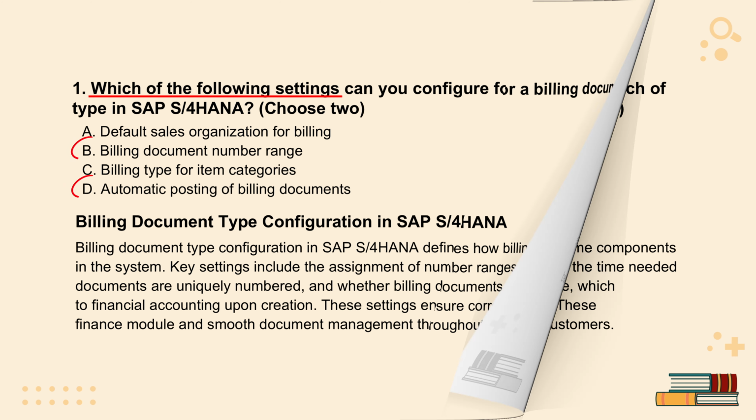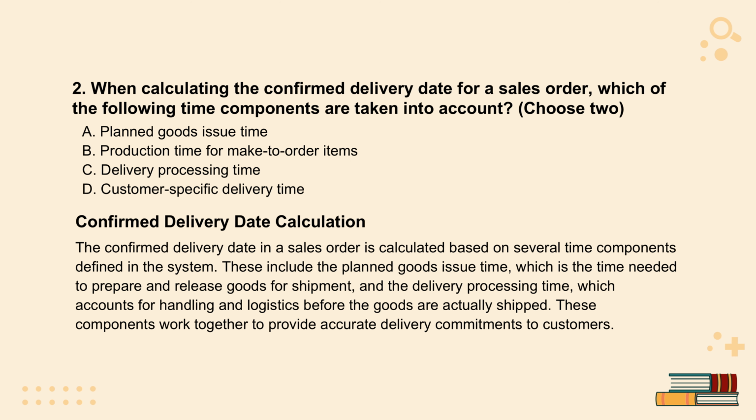Okay, got it. Let's shift gears a bit now from the money side to the logistics, getting the product out the door. Right, delivery times. Question 2. When calculating the confirmed delivery date for a sales order, which of the following time components are taken into account? Choose 2. Options: A, planned goods issue time. B, production time for make-to-order items. C, delivery processing time. D, customer-specific delivery time.